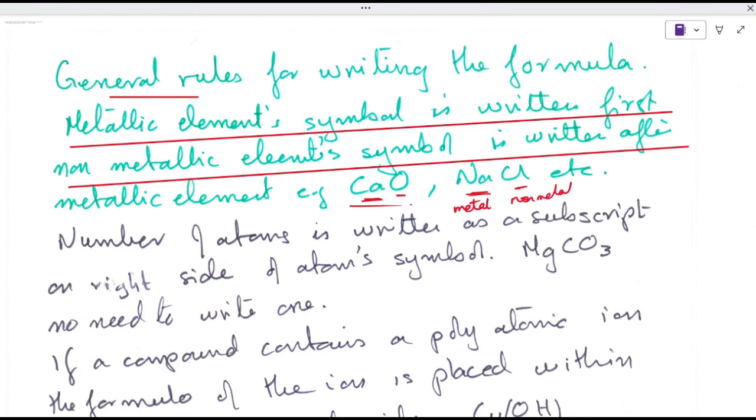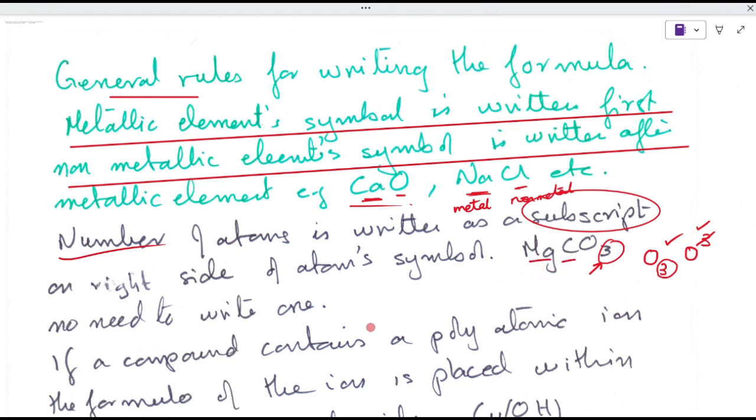The number of atoms is written as a subscript on the right side of the atom symbol. Now here, magnesium carbonate: oxygen has 3 atoms, so we write 3 as a subscript. Some people forget this and write it on the top. It is not correct. The magnesium atom is 1 and carbon is 1, so there is no need to write 1.